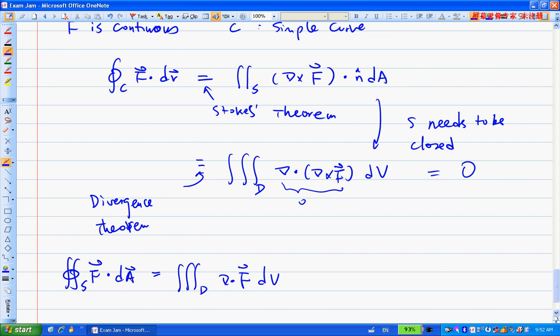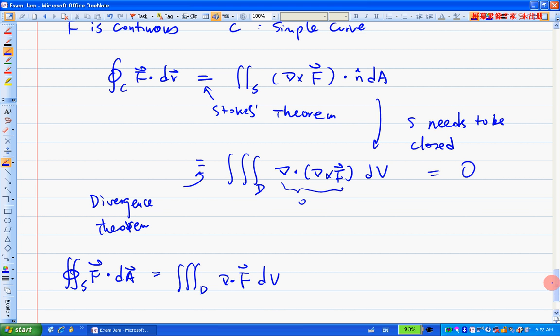If S is a closed one, and then coming back to Stokes now, Stokes is basically saying C is what? It's the boundary of what? S. So if S is closed, where's the boundary? If I'm giving you a closed surface S, can you tell me what would be the boundary C?